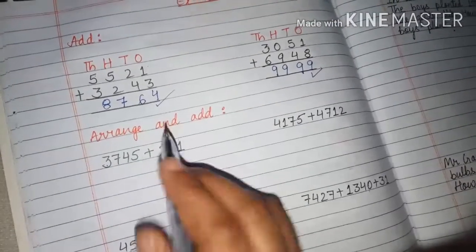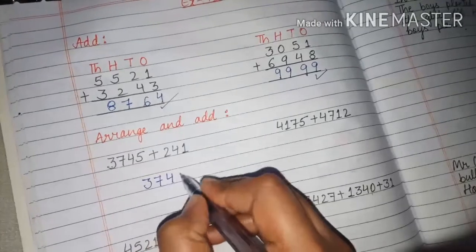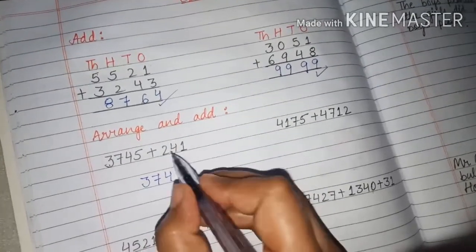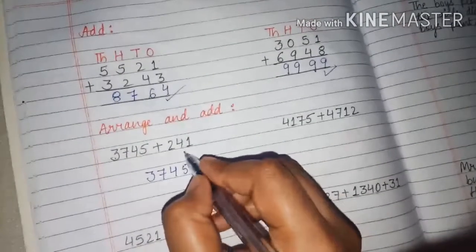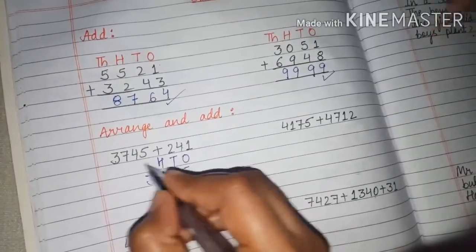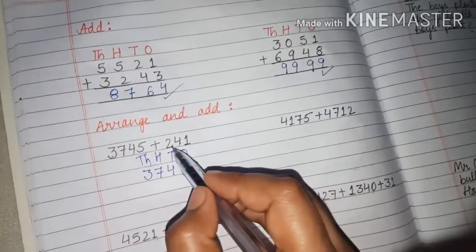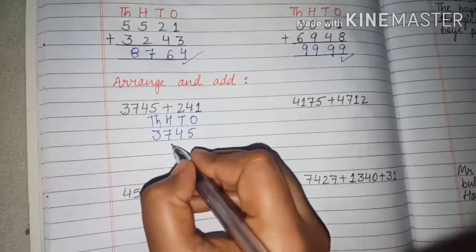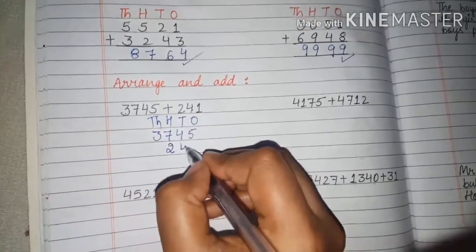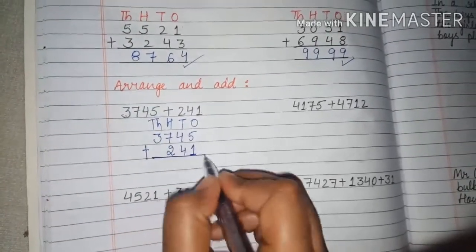3745. First of all write down the first number, 3745. Okay. Now you have 241. So first of all write ones, tens, 100 and 1000 here. Now you have 241, so 2 is at the hundreds place, so in the 100 column you will write 2, and then 4 and then 1. Okay. Add and you can add them.